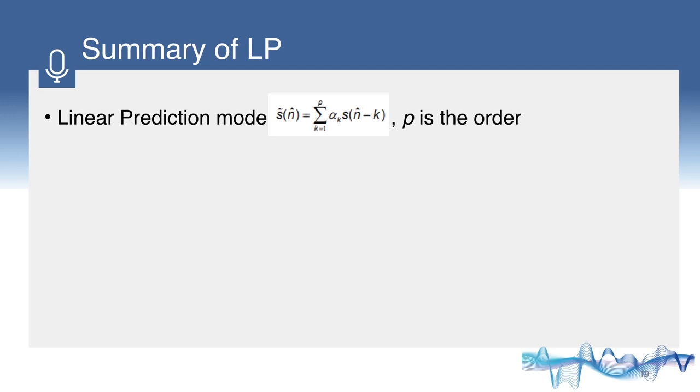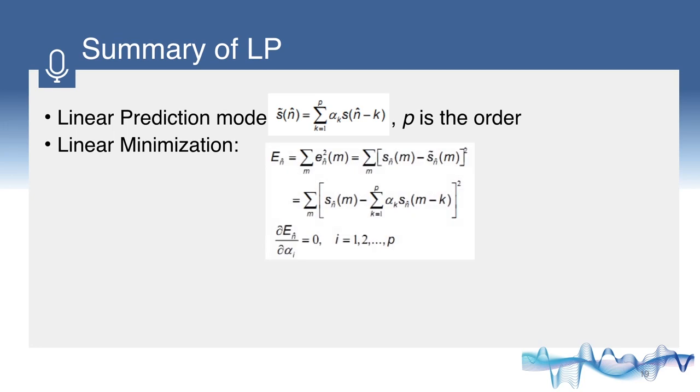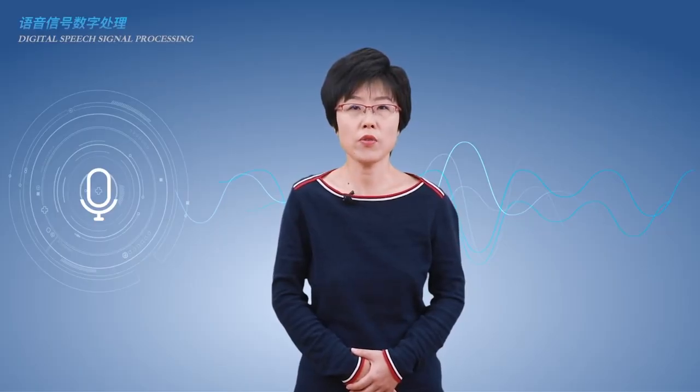Let's have a summary of linear prediction. Linear prediction model can approximately describe the speech production model. It uses a pth order linear predictor to predict s_n from p previous samples over an analysis window of duration L samples. Linear prediction parameters can be gotten by the method of linear minimization using mean square error criterion. Solution for optimum predictor coefficients alpha_k is based on solving a matrix equation.